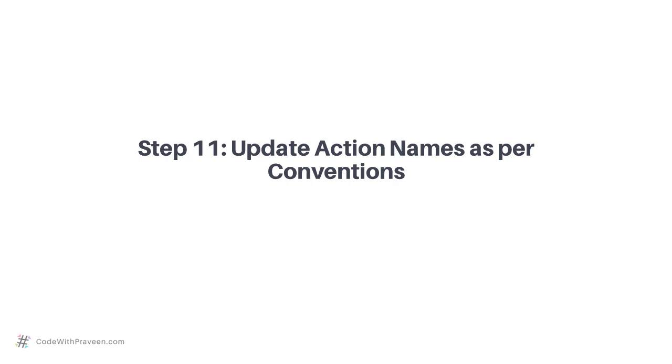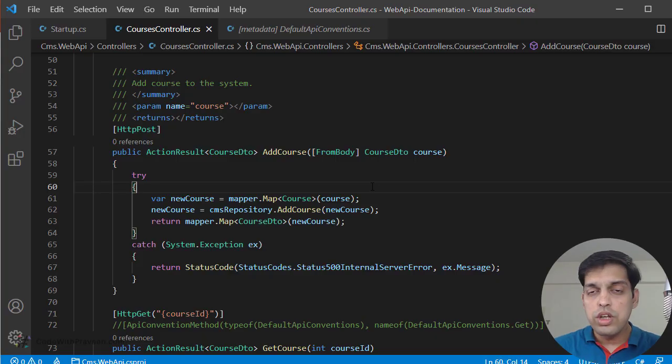Step 11. Update action names as per conventions. I just want to give you some points before we proceed to create our own custom API conventions. In this lesson, I would like to stress one important point that you need to have your names as per the conventions. The reason being, if you look at your controller class, you have got many action methods like add courses, delete courses, get course and so on.